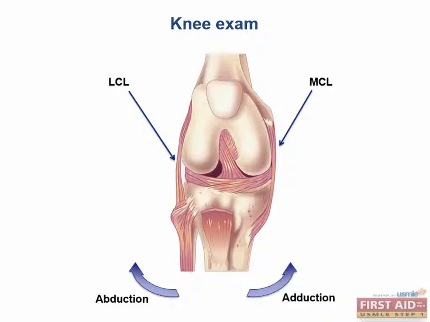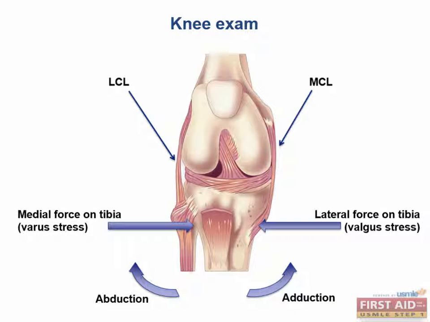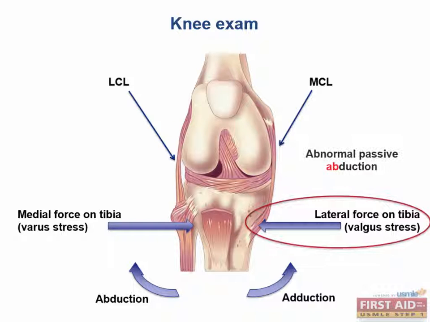So how can we test these ligaments? By stabilizing the knee and exerting either a medially directed varus force or a laterally directed valgus force. The abnormal passive adduction test is when you apply a lateral valgus force on the tibia. If the MCL were out, what would you expect?